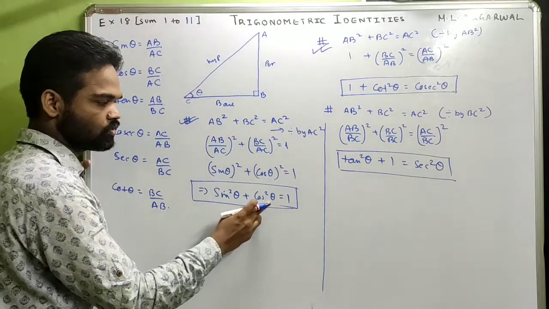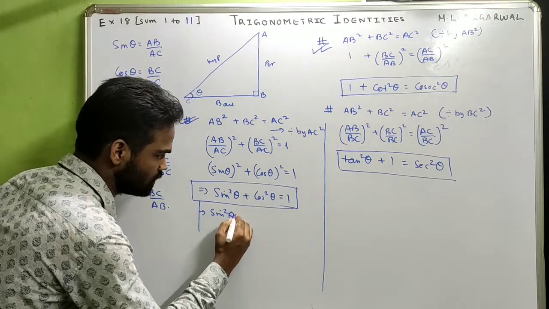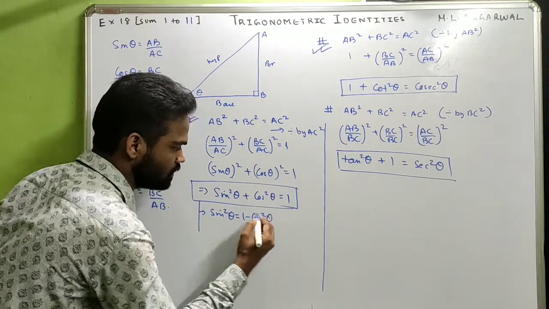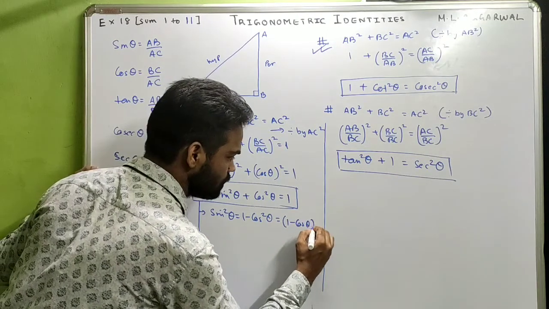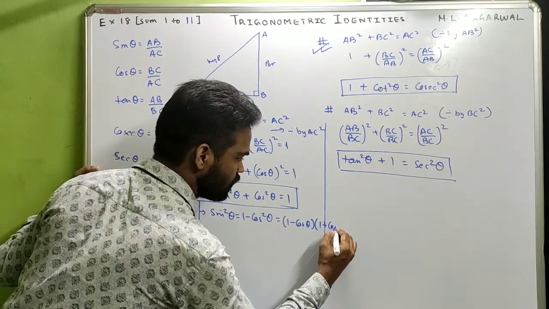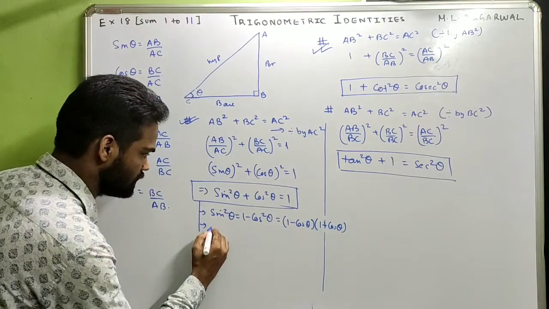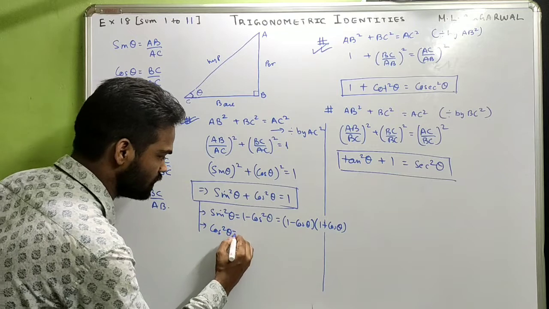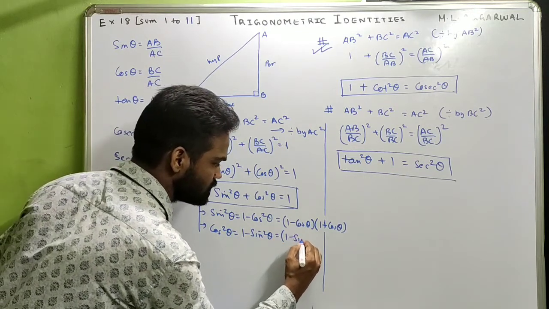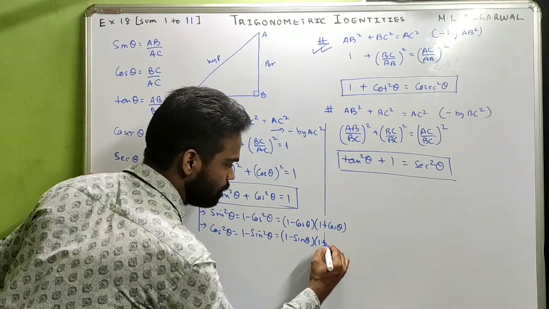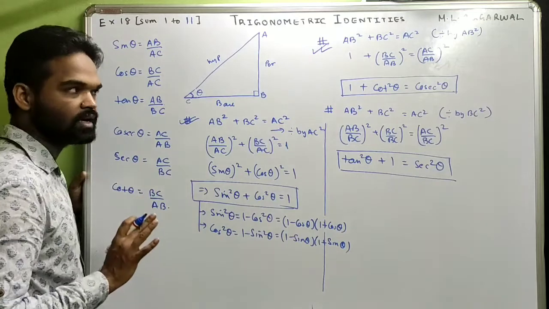sin² θ + cos² θ = 1, which means we can write sin² θ as 1 − cos² θ, which if you factorize you get (1 − cos θ)(1 + cos θ), isn't it? Yeah. You can write cos² θ as 1 − sin² θ, which we can factorize as (1 − sin θ)(1 + sin θ). So these are outcomes of this identity.